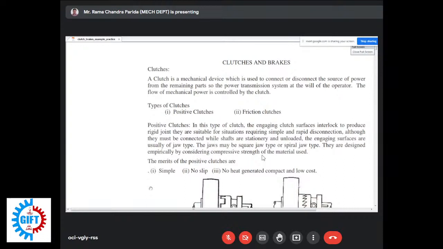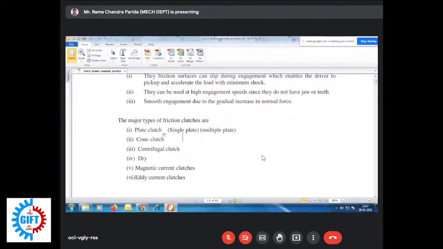As the driver releases the clutch pedal, these splines are inserted into the grooves, and the driving and driven members are revolving together. When he pushes it, you can see, the friction clutches are plate clutch, single.